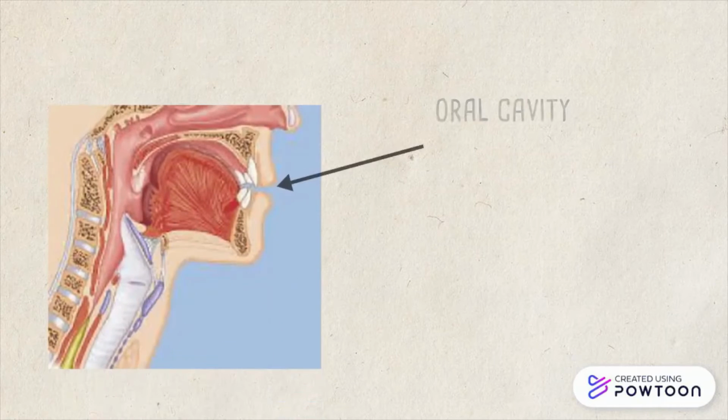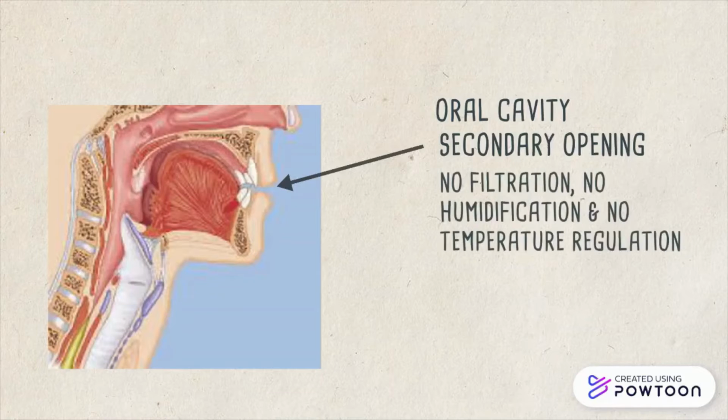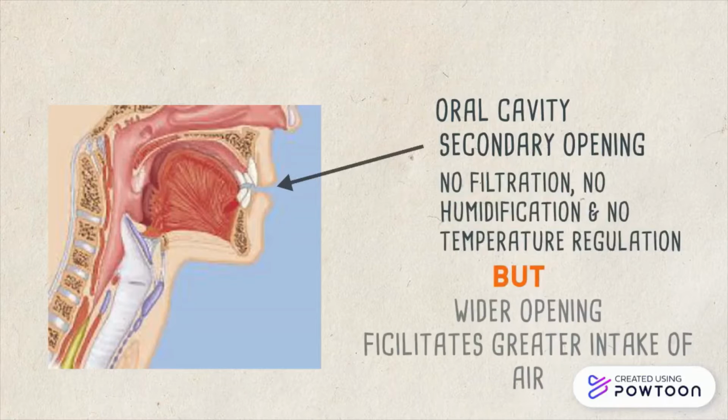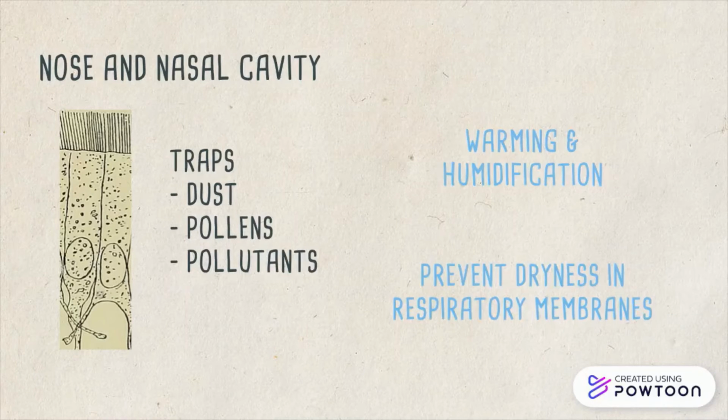The oral cavity also serves as a secondary opening for the respiratory tract. The difference of this opening is that there is no filtration, no humidification, and no temperature regulation through the oral cavity. However, the oral cavity has a wider opening, so it facilitates greater intake of air during exercise. The nasal cavity traps dust, pollen, and other pollutants present in the atmospheric air. The other job of the nasal cavity is warming and humidification of the air. It prevents dryness in the respiratory membranes.